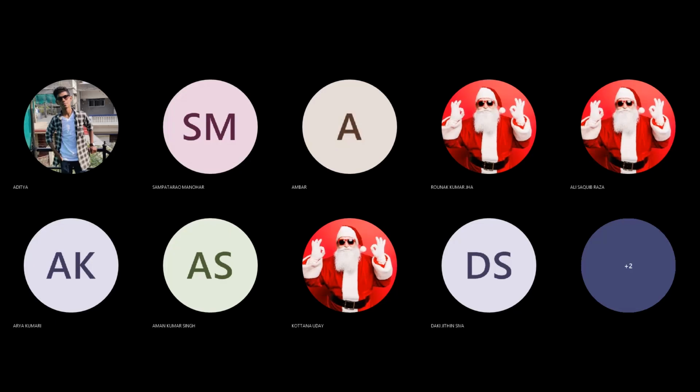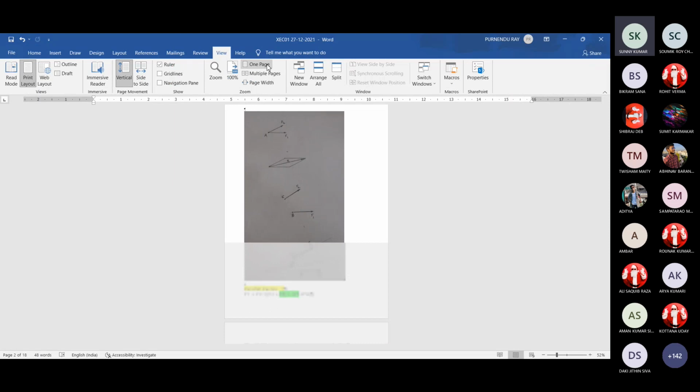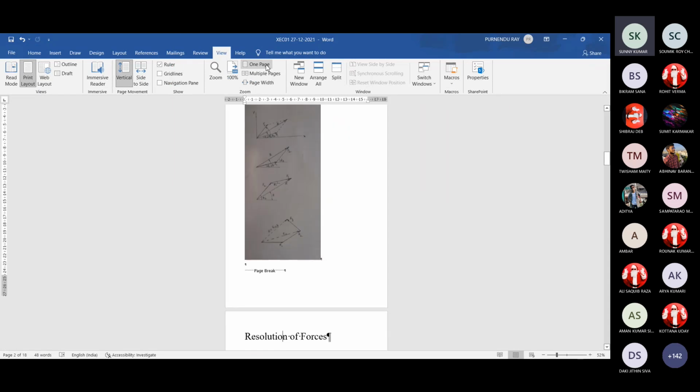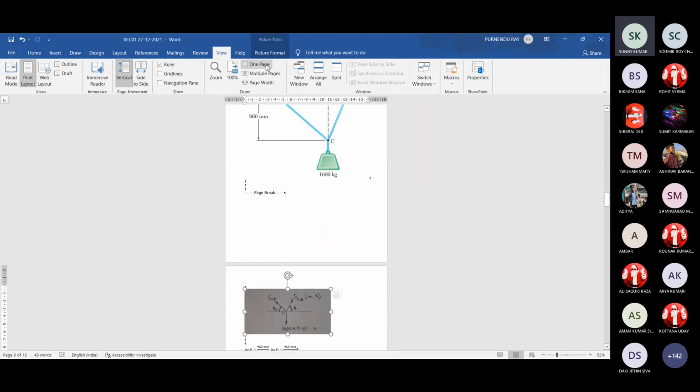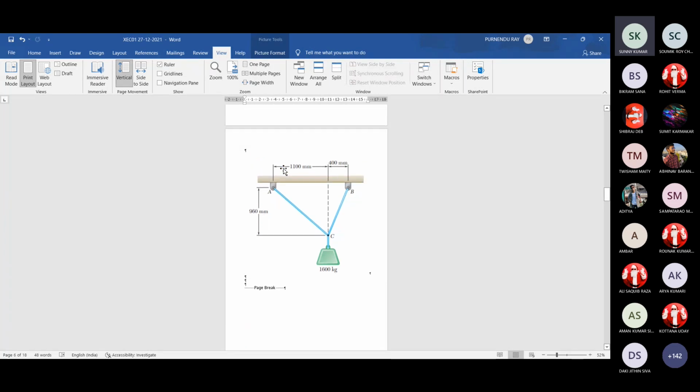And that we call by the name of Lami's theorem. And directly we use that Lami's theorem for some kind of problem we discussed in some previous class in this way. Sir, is Lami's theorem applied in equilibrium condition only? Because you need to form that triangle, a closed vector polygon, then only you can apply sine rule.